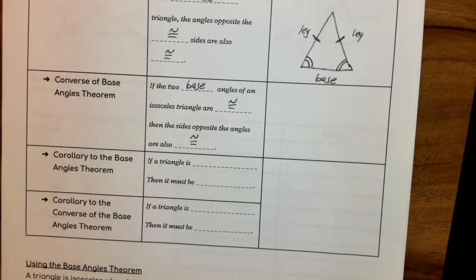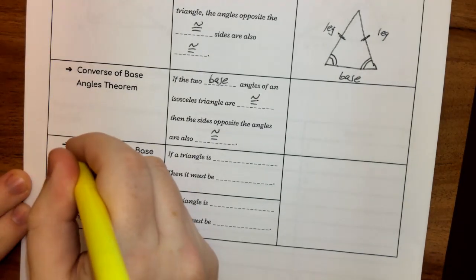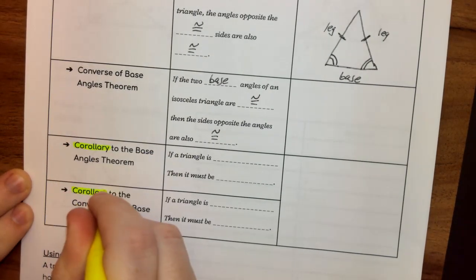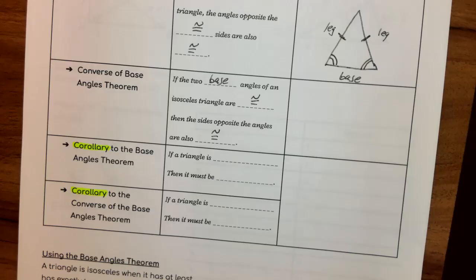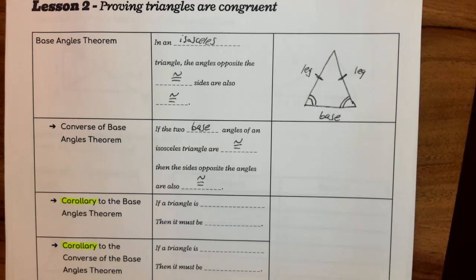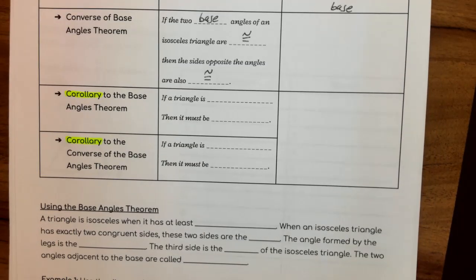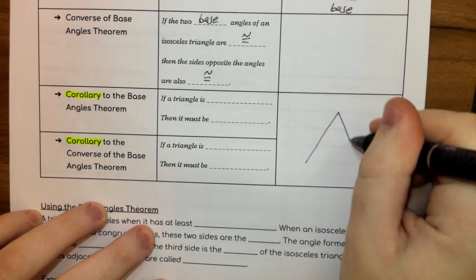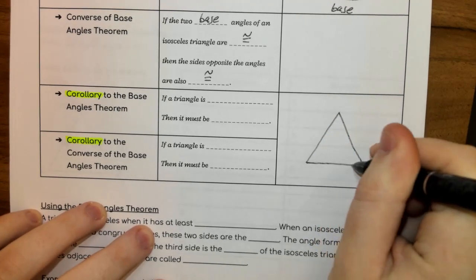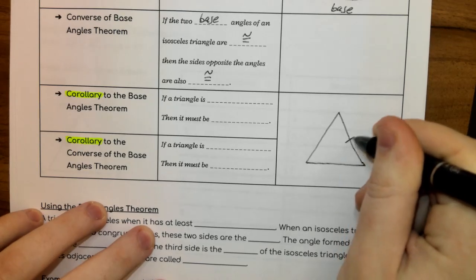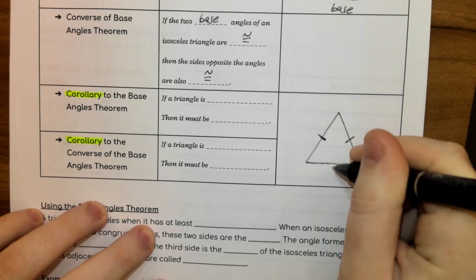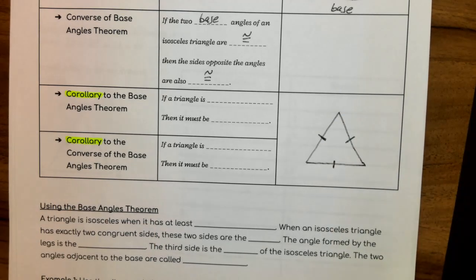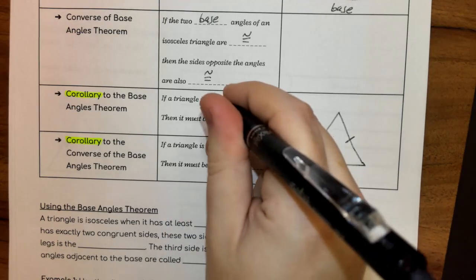With these two definitions, we can put together two corollaries. And as a reminder, a corollary is just a theorem that's correlated with another theorem. So it's based off of the previous two. The corollary to the base angles theorem is this. If you have a triangle, and you know that triangle has all three sides congruent, well, we know that that's equilateral. So there we go.